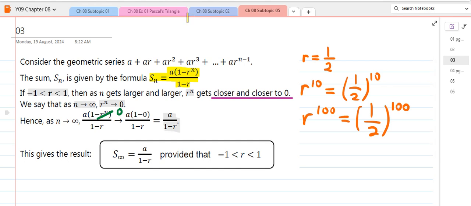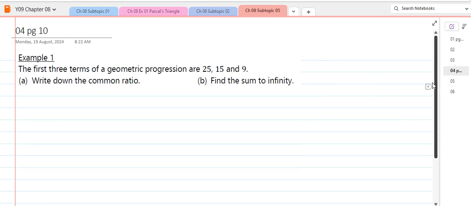But the biggest condition for this one will be provided that r is between 1 and negative 1 and so on. So here, let's have a look at the example. If we have the first three terms of a geometric progression, so this is your u1, which is 25, and then 15 is u2, and 8 is u3. So how do we find the common ratio over here?